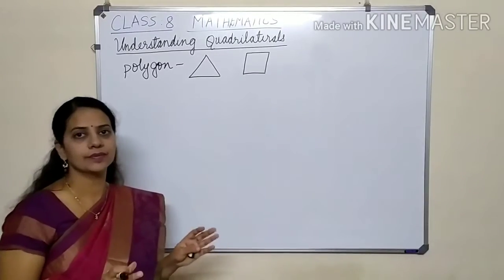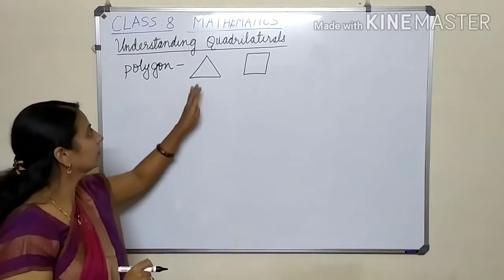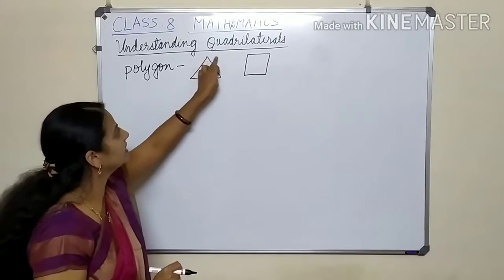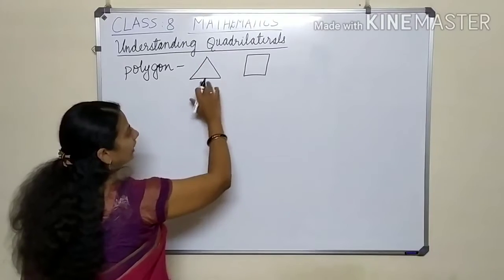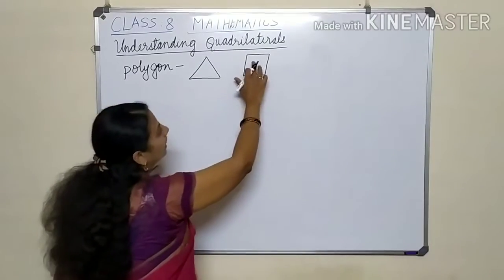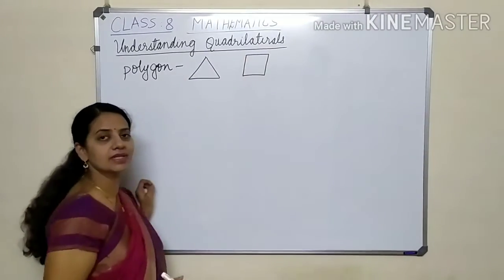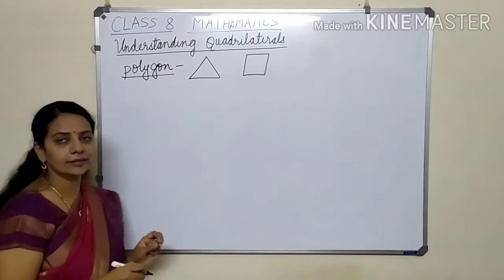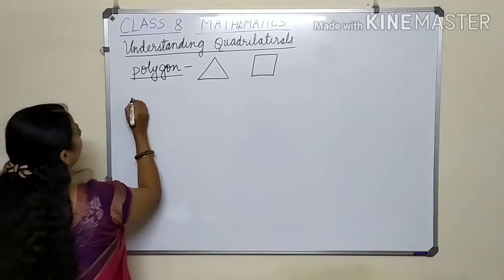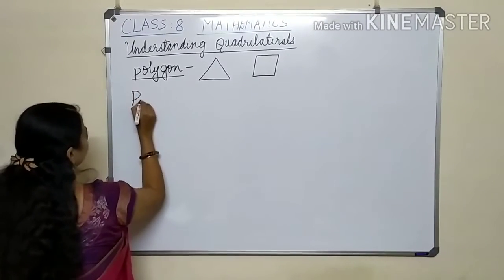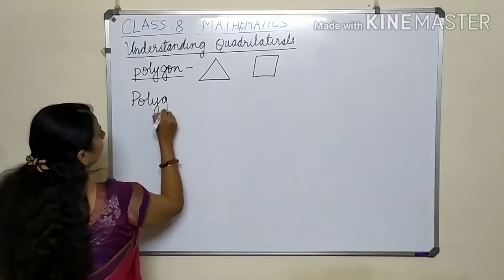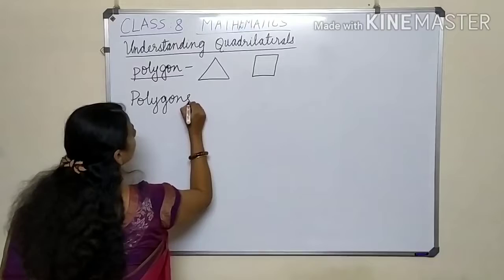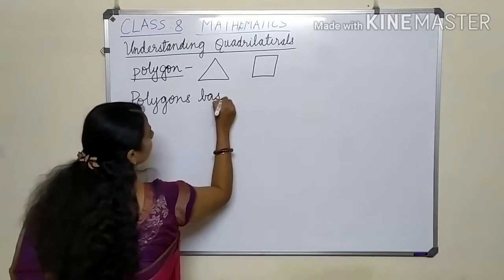It is a closed figure which is comprised of line segments. So these are the line segments. A triangle has got 3 line segments, and here a square has got 4 line segments. So this is called a polygon. Now let us learn the classification of polygons. So there are n number of polygons based on sides.